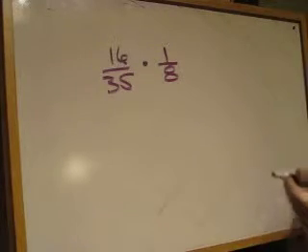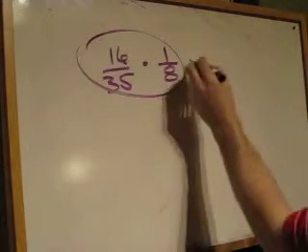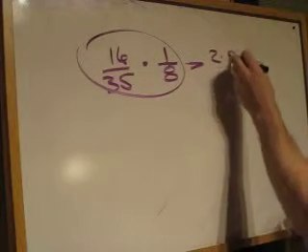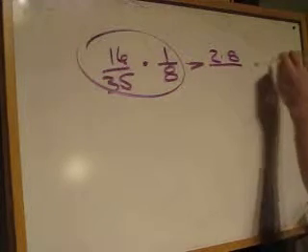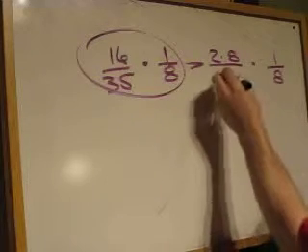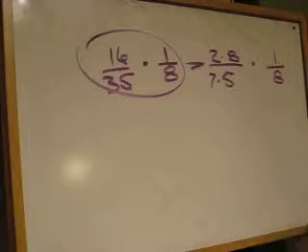And then again, we are going to change these. Well, I know this is just kind of a shortcut. You don't have to do it this way, but I know 16 is the same as 2 and 8. And I have an 8 here. So if I just leave that, I will eventually be able to cancel. 7 and 5 are my two numbers there, so I'm going to write 7 and 5 there.